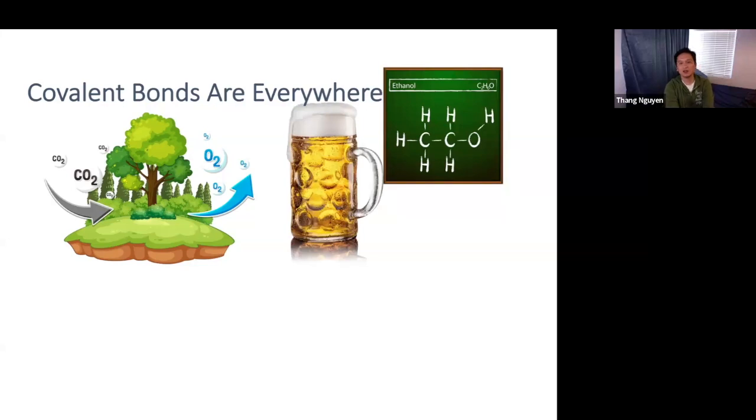And we just talked about this too. Ethanol is the primary ingredient to get you tipsy or drunk when you drink your alcohol. So it is full of covalent bonds: that C-H bond, that C-C bond, that C-O bond, and that O-H bond. So many, many different types of covalent bonds in ethanol.